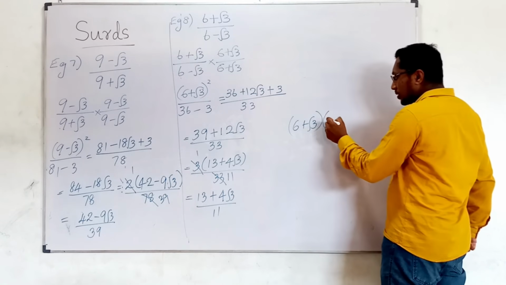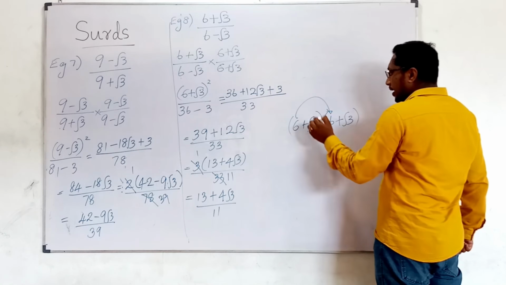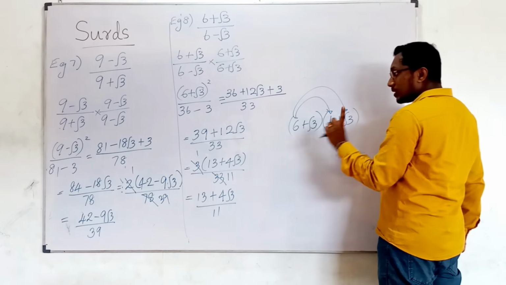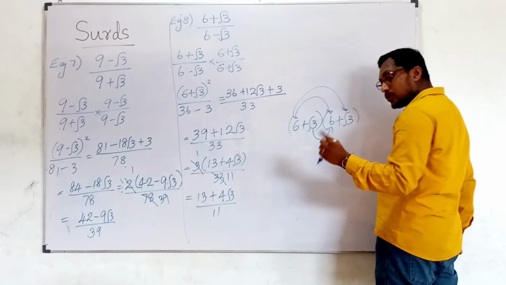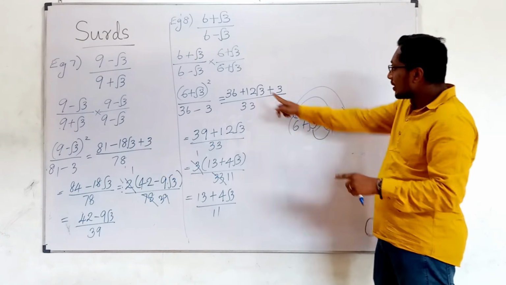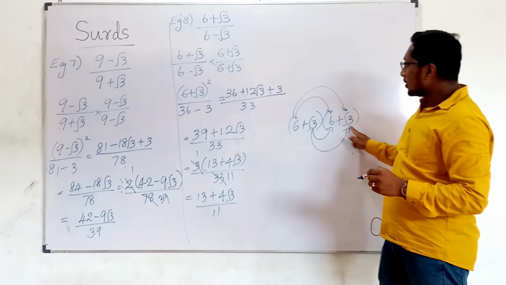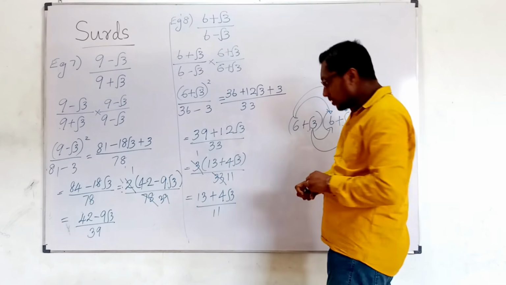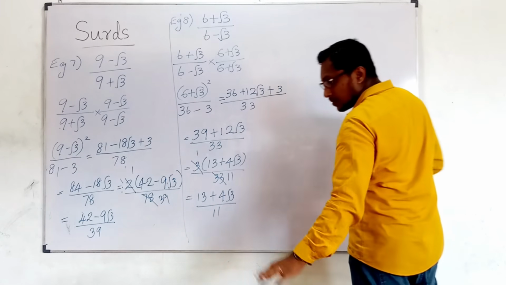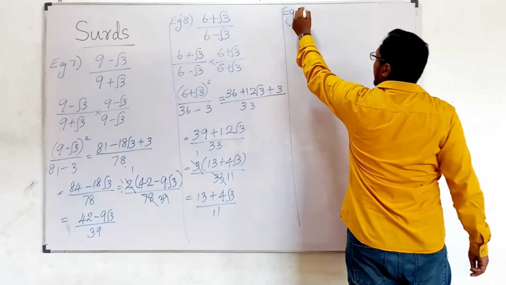So if you have any problem expanding this bracket, let me tell you one more time. It is 6 plus root 3, 6 plus root 3. So 6 times 6, 36. 6 times root 3, 6 root 3. Root 3 times 6, again 6 root 3. So 6 root 3 plus 6 root 3 is 12 root 3. And root 3 times root 3 is 3.